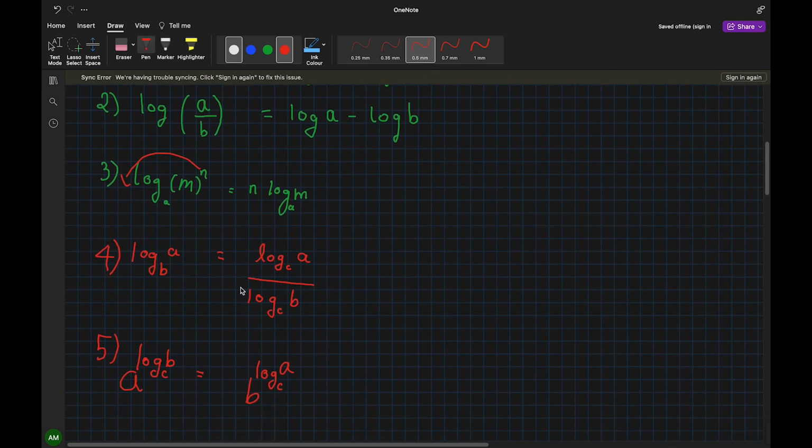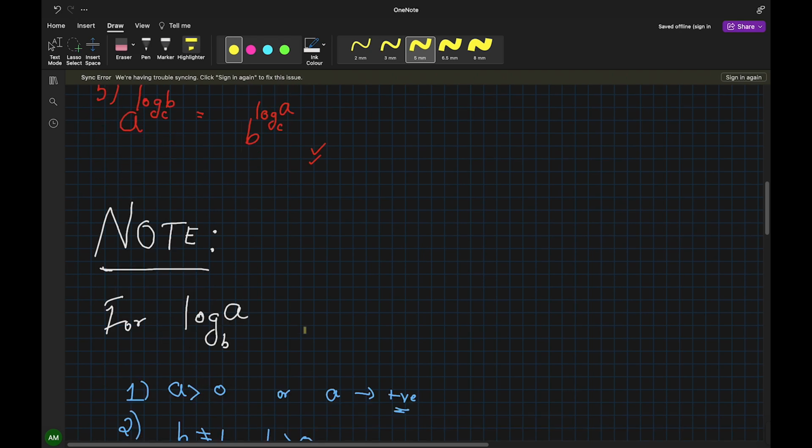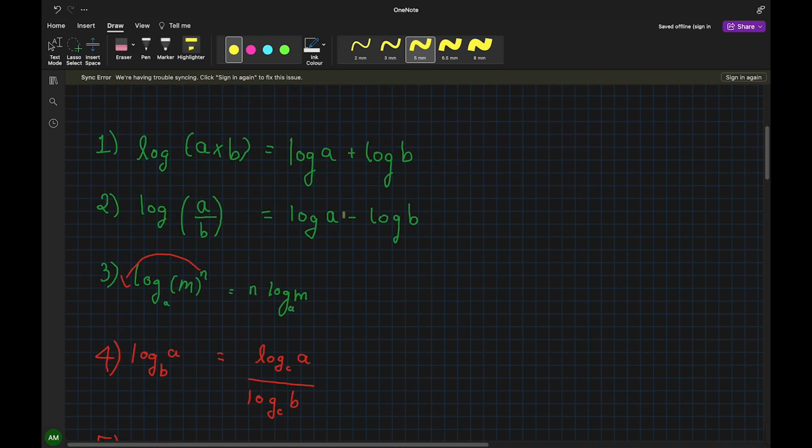Now, whenever you have log of a base anything by log of b base anything, you can keep any base. Now, this property is important. Whenever you have like this, what you can actually do is, b and a you can interchange. I interchanged, so b came down, a went up. Okay? Next. These are the basic properties. Note it down if you want.